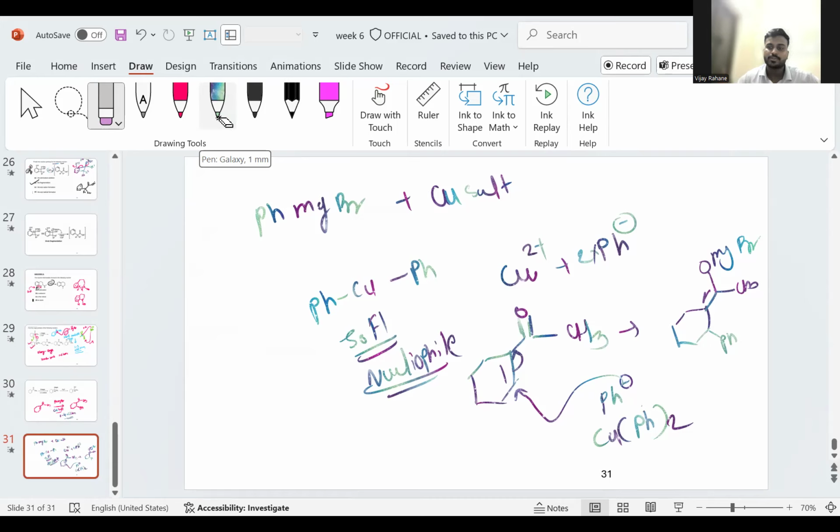Either MgBr or copper salt. That's some other part. But anyway, by this way, it forms this intermediate and then further abstraction of proton. We get the product. Which product? So this is the product.